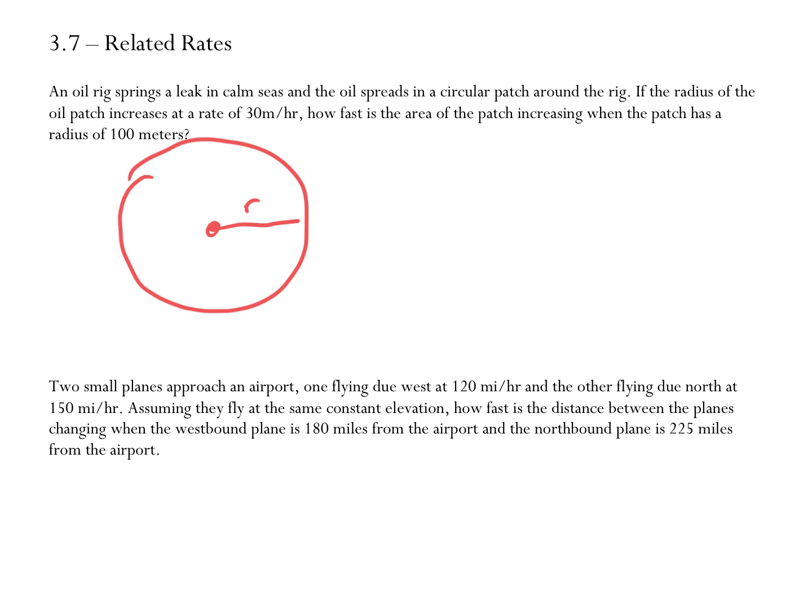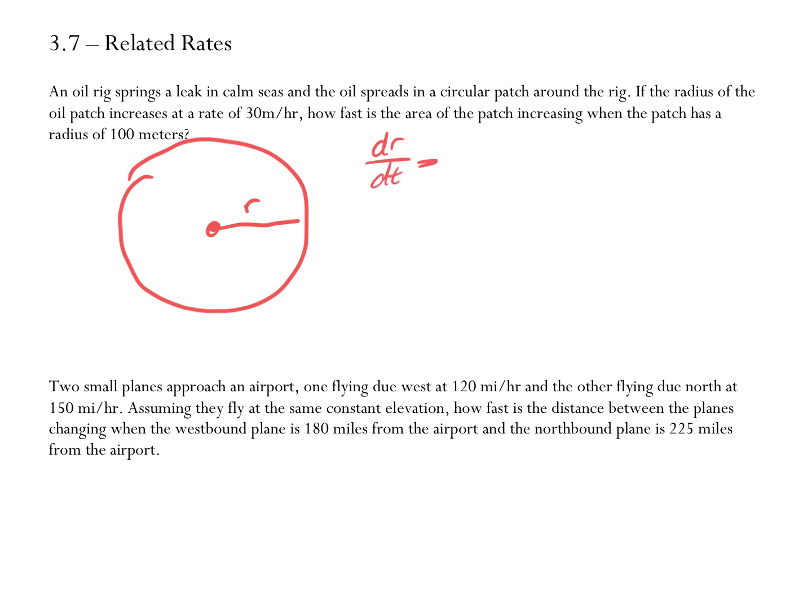Okay, all right, and let's see. I want to know how. So when I tell you that the radius of the patch is increasing at 30 meters per hour, does that mean that the radius is equal to 30? No. It's the change in the radius with respect to time.